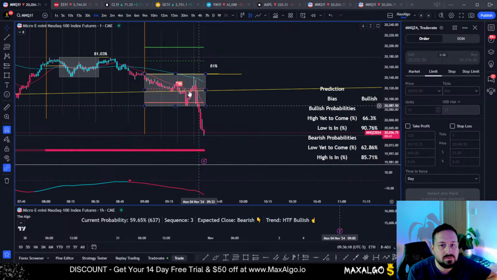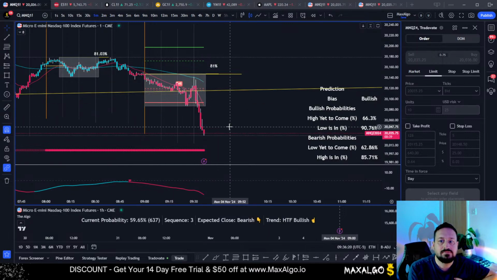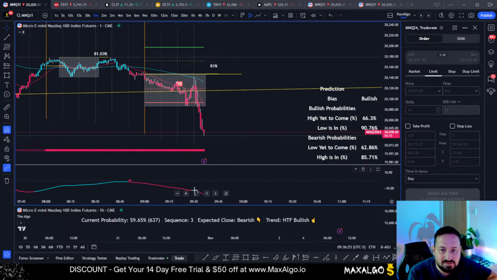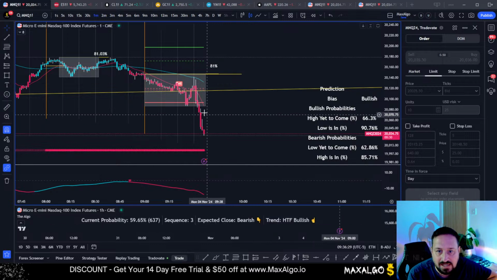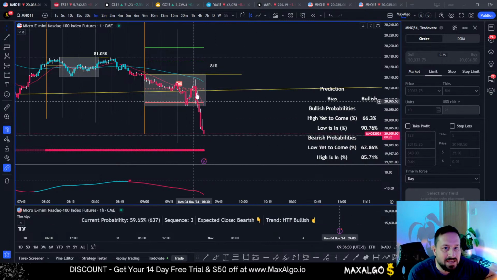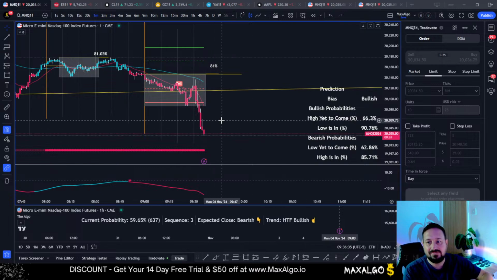Red. Did we go blue at any point? Did this change blue at any point? Was this pointing up at any point? Did this say we were going bullish with a high probability with everything else? No. Statistically, the hour gave us our high, right?